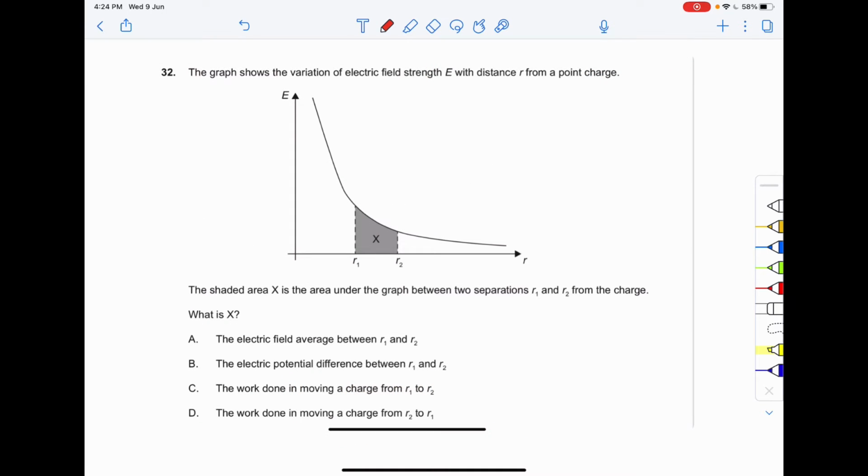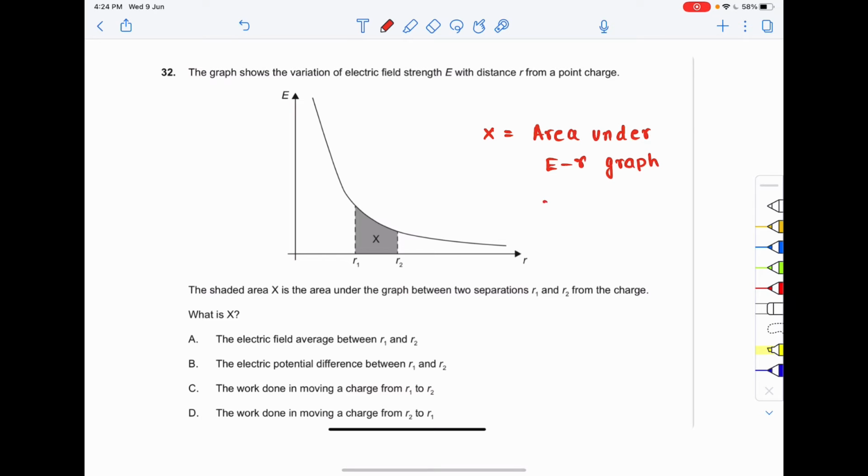Now proceeding on to the next question, the graph shows the variation of electric field strength E with distance R from a point charge. Okay, the shaded area X is the area under the graph between two separations R1 and R2 from the charge. So what we have to find out, what is X? So over here X is the area under the E-R graph, area under your electric field strength and radius R graph.